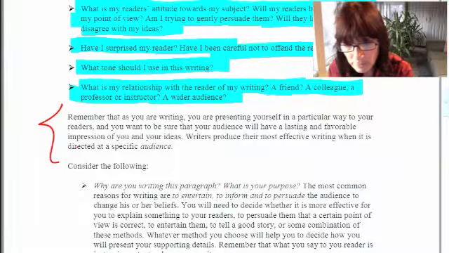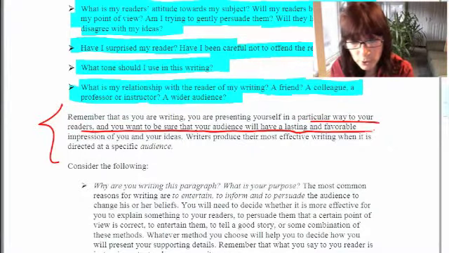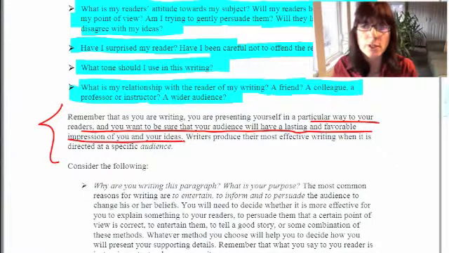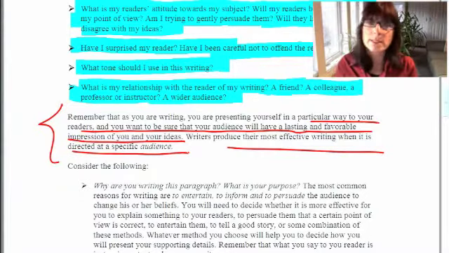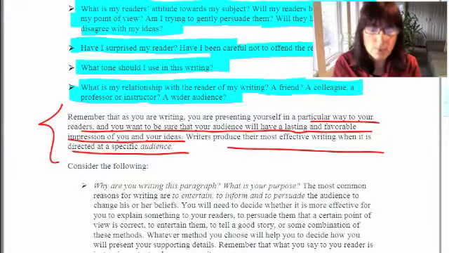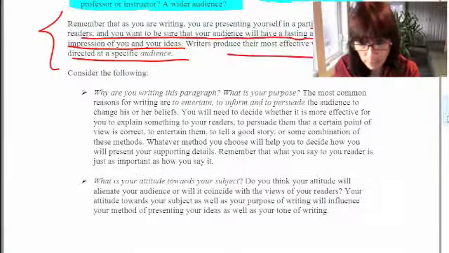So I'd like you to remember some of these points. Remember that as you're writing, you are presenting yourself in a particular way to your reader, and you want to be sure that your audience will have a lasting and favorable impression of both you and of your ideas. Writers produce their most effective writing when it's directed at a specific audience. So try to narrow your audience down. The more specific you can make it, the more effective your writing will be.